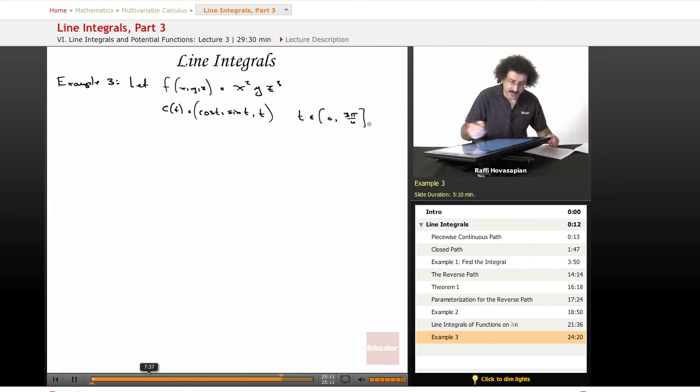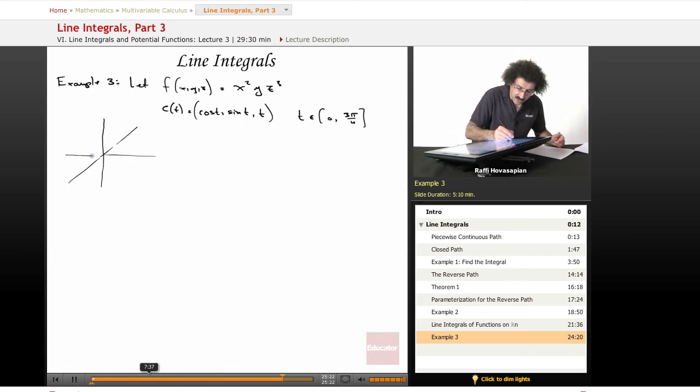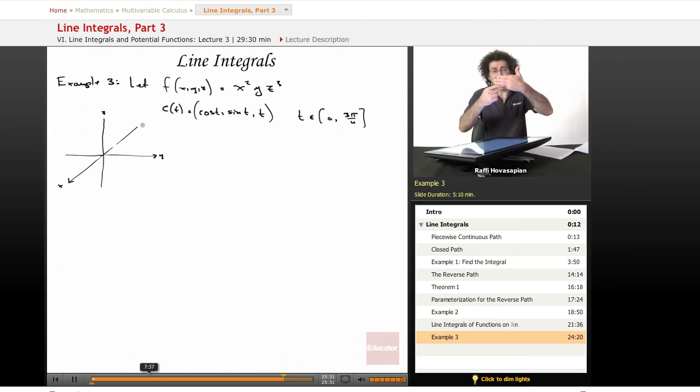So just to let you know what this looks like, I'm going to draw out my 3-dimensional axes. This thing that's coming out is the x-axis, this thing is the y-axis, and this is the z. So the z and the y are the ones that are in the plane, and the x-axis is the one coming out at you. Well, this spiral, cosine t, sine t, t, if it's just cosine t and sine t, it is the unit circle in the xy plane.